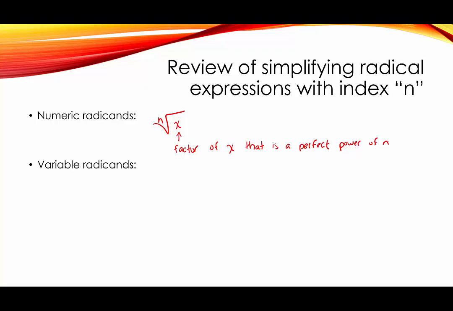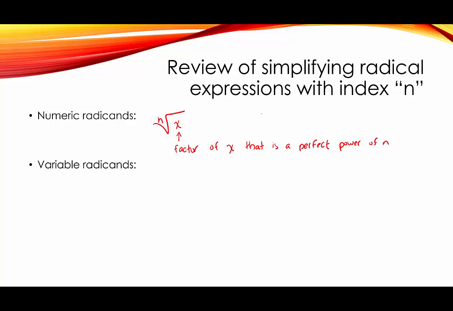Once you've identified if there is such a factor, then we're going to write that number as that factor times whatever it takes to get back to where we started, and then we'll take the nth root of the perfect power of n, and we'll leave whatever's stuck under the radical.